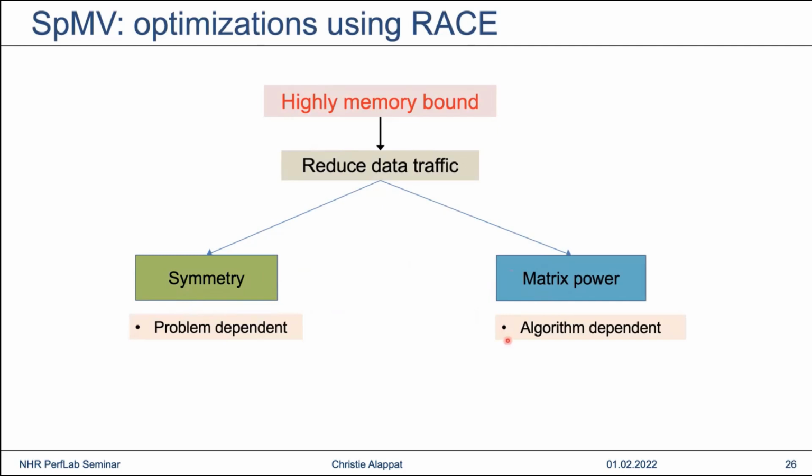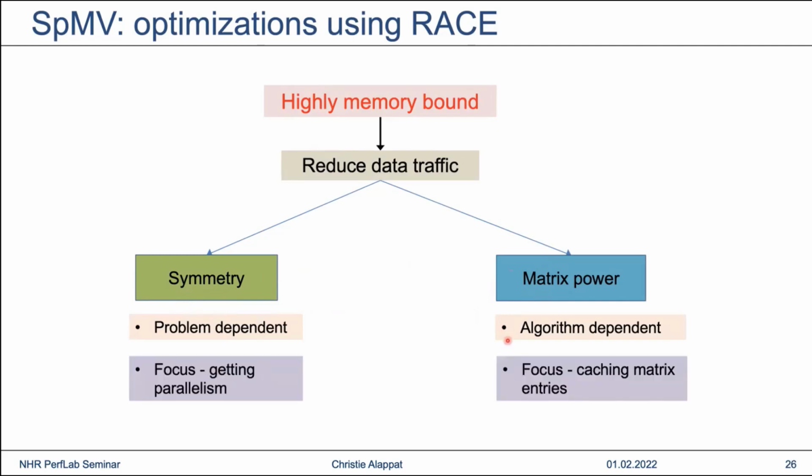So the focus of the symmetry optimization was to get parallelism, and get parallelism in a way that we do not end up in write conflicts. However, with matrix power, the focus is not on parallelism, but to cache the matrix entries so that we can improve the performance.